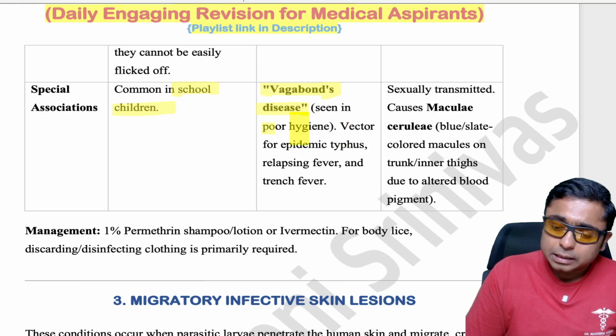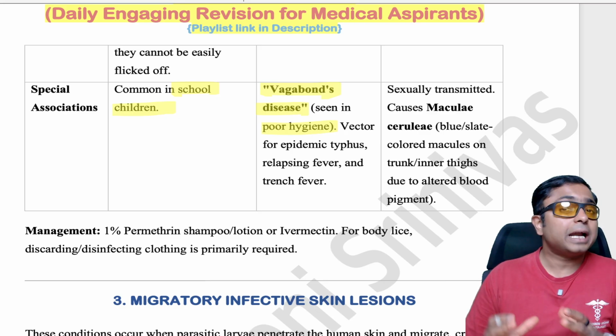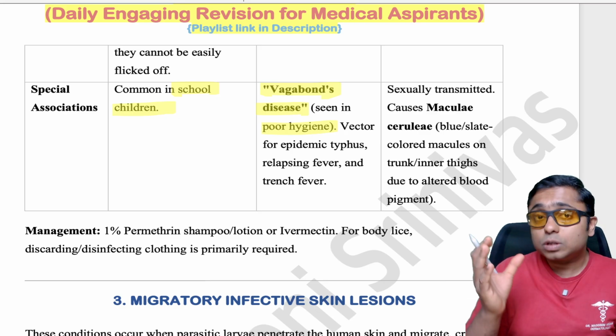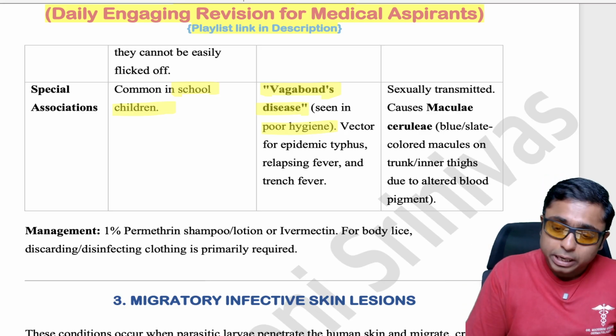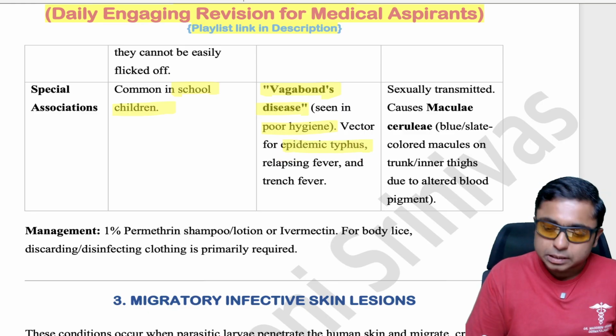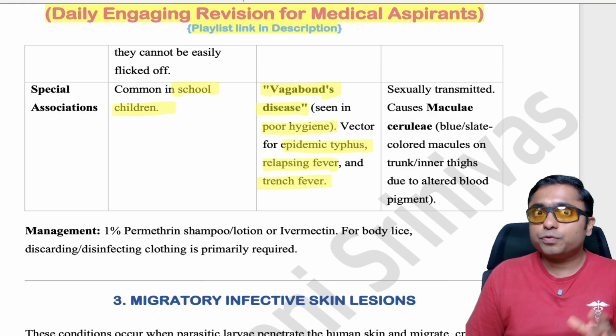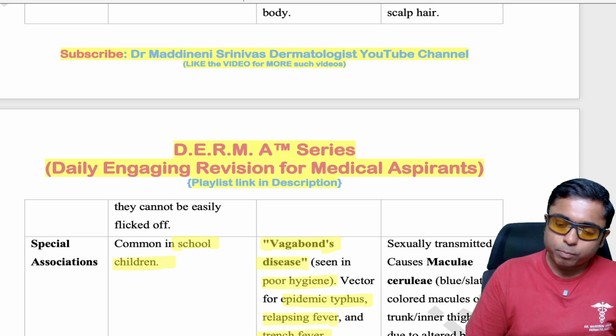And remember, these patients are going to have very poor hygiene, and the organism is also a vector for other important diseases, for example epidemic typhus, relapsing fever, and trench fever. Important point from an SPM point of view.